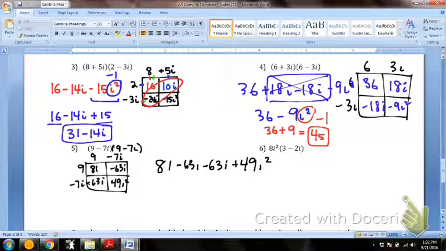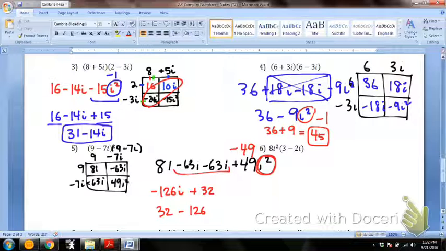So negative 63i and negative 63i we said was, what is it? Negative 126i. And then what about this i squared over here? What happens to it? Negative 1. So this really becomes a negative 49. What is 81 minus 49? 32. Anybody else agree with positive 32? Now, does it matter if the 32 comes first or the negative 126i comes first? It does not matter when you're adding and subtracting, because it's going to be the same thing if you say 32 minus 126i. Either one. That's going to be your answer.